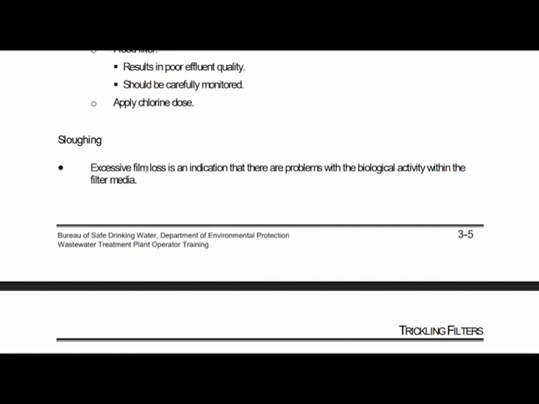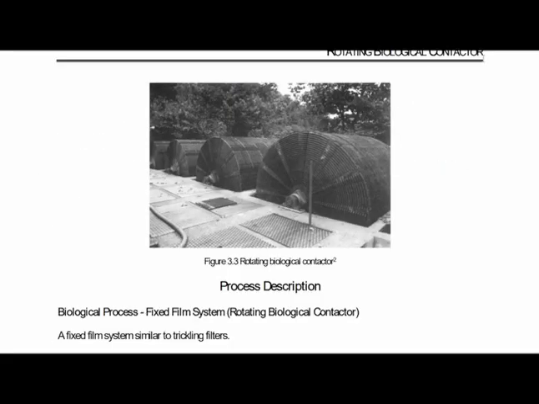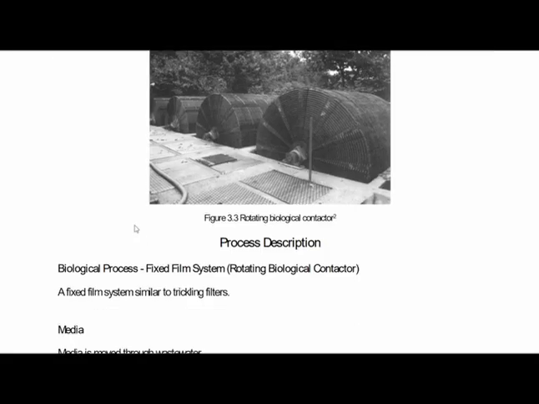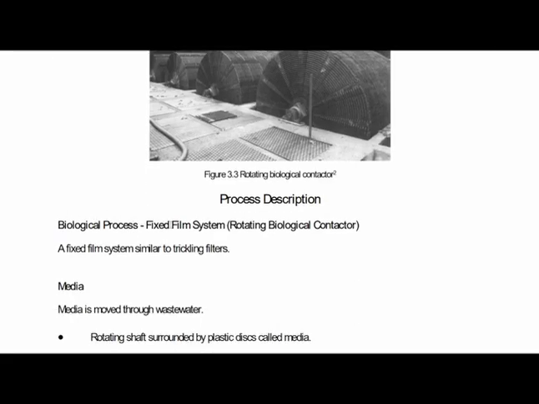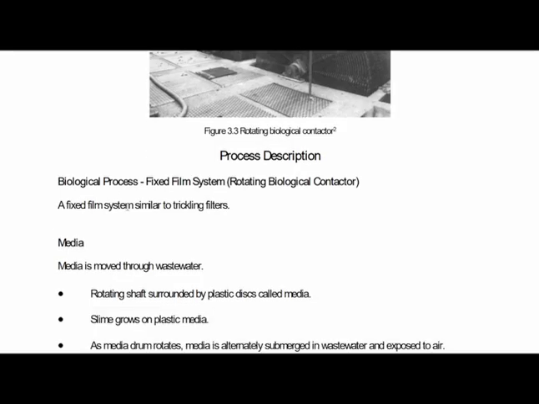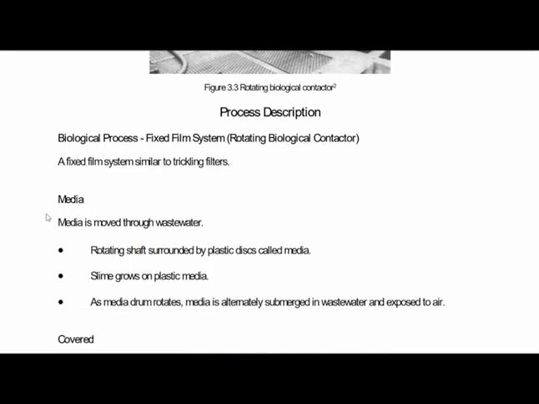Sloughing. Excessive film loss is an indication that there are problems with the biological activity within the filter media. Rotating biological contactor. Biological process, fixed film system rotating biological contactor. A fixed film system similar to trickling filters. The media is moved through wastewater. So instead of letting the water drip down, this one moves the media through it.